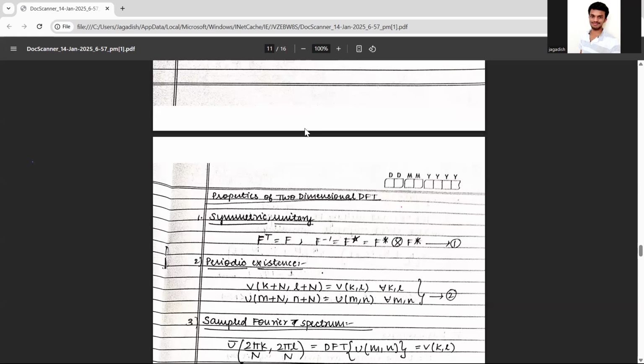F inverse is equal to F star. F star is cross producted with F star.